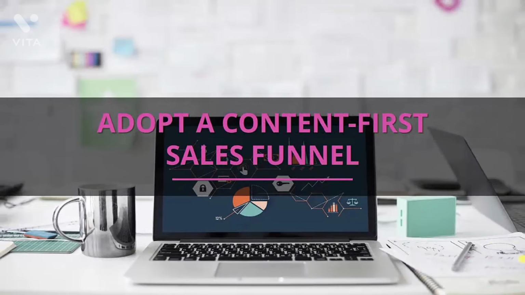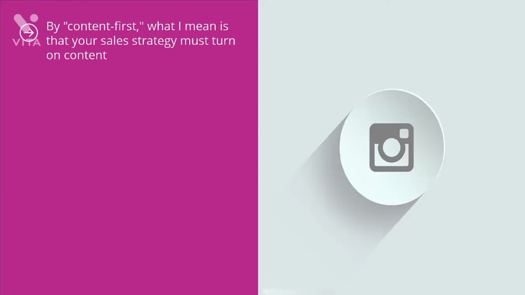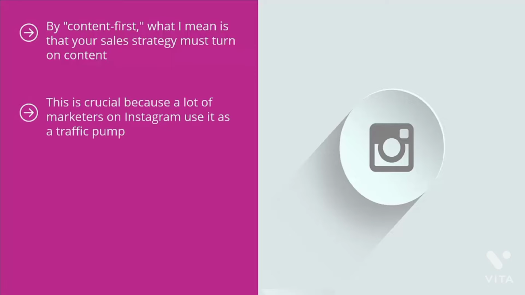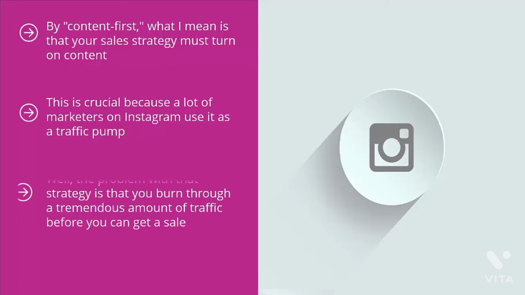Adopt a content-first sales funnel. By content first, what I mean is that your sales strategy must turn on content. In other words, you use quality content to qualify the traffic you get from Instagram so they are more likely to become paying customers. This is crucial because a lot of marketers on Instagram use it as a traffic pump. That's all it is to them. It's just a place where they can get clicks. And if those clicks do not turn into buyers, no big deal. There's more where that came from. That's their attitude. Well, the problem with that strategy is that you burn through a tremendous amount of traffic before you can get a sale.